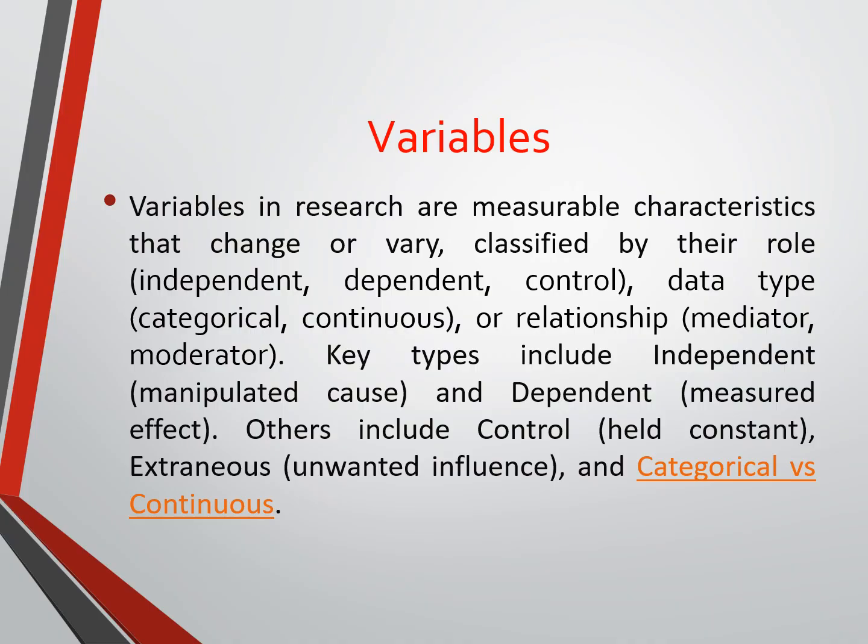So independent is basically known as the manipulated cause. It means when we provide more training to the students with respect to using Vedic mathematics, that is the manipulated cause. Based on that, we can measure the effect, that how much mathematical calculation capability increase has happened. So it's a cause and effect relationship. The effect is known as the dependent variable, and the cause is known as the independent variable.